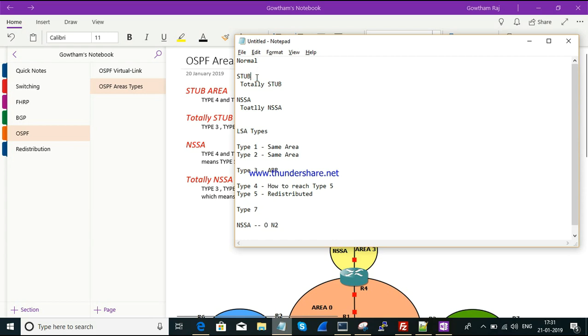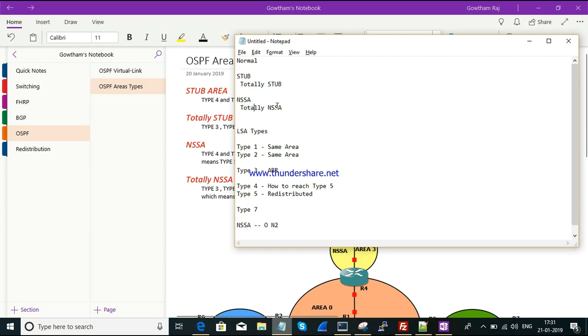Next is the stub area. Stub also has another classification called totally stub, and not so stubby also has another variant called totally not so stubby area. So stub and totally stub are what we are going to focus on in this session.